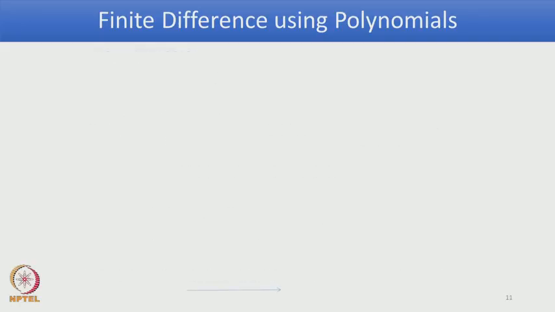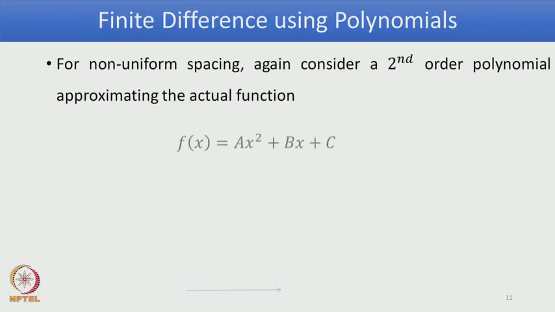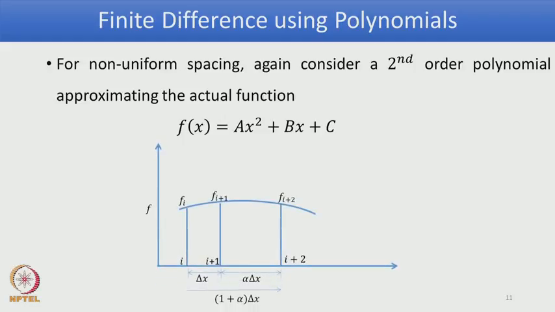Now, as we have seen before, we also have a situation of non-uniform mesh. So, we should find out how to do it by the polynomial procedure for non-uniform mesh also. So, the function is given, again a second order polynomial function a x squared plus b x plus c, and the graphical representation for non-uniform mesh.